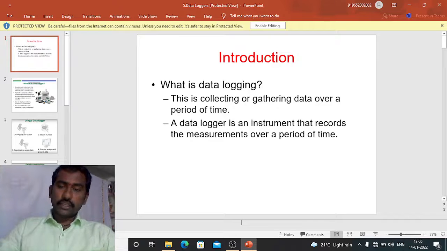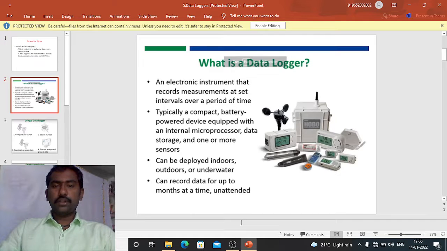So first, what is data logging? It is collecting or gathering data over a period of time. A data logger is an instrument that records measurements over a period of time. It is an electrical instrument that records measurements at set intervals, typically a compact battery-powered device equipped with an internal microprocessor, data storage, and one or more sensors. It can be deployed indoors, outdoors, or underwater, and can record data for up to months at a time.